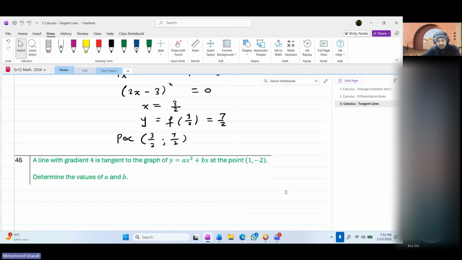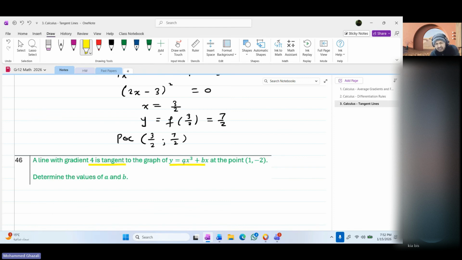A line with gradient 4. This is a nice question. A line with gradient 4 is a tangent. Very important. What are we underlining? Tangent. Because what is tangent? Derivatives. A line with gradient 4 is a tangent of this. So there is a cubic function, okay? At the point 1 and 2.